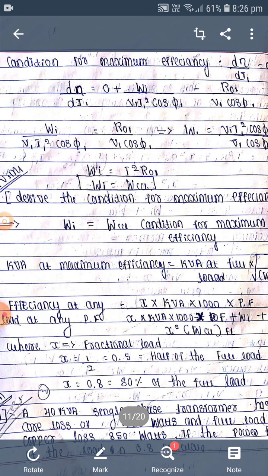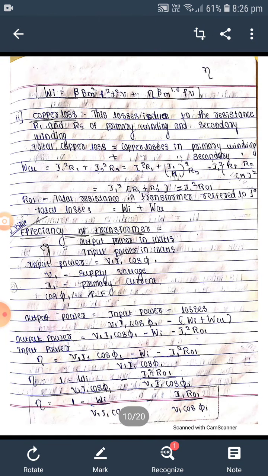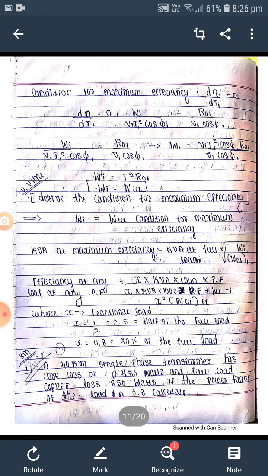Derive the condition for maximum efficiency. What we need to do: start from the efficiency, then write up to here efficiency equal to 1 minus Wi by V1 I1 cos phi 1, minus I1 R01 by V1 cos phi. Then you have to differentiate with respect to I1 and equate to 0. Finally you get iron loss equal to copper loss. When you get the maximum efficiency, always iron loss must be equal to copper loss.